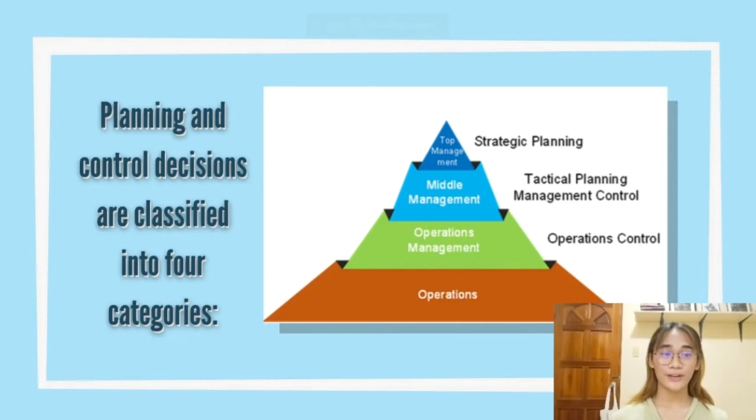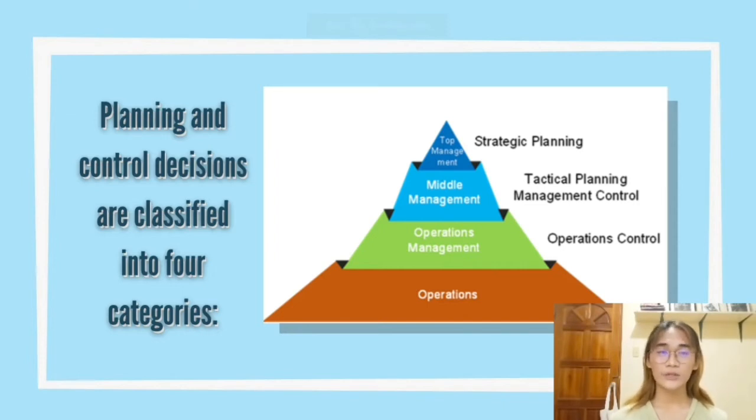So dito na papasok itong triangle natin which shows the management level and decision type. At the very top, we have the top level management. Sila yung responsible sa strategic planning decisions. Then, middle level management which is focused naman sa tactical planning management control. Also, operation control is in the hands of operation management. And lastly, we have at the very bottom of the triangle the operations.